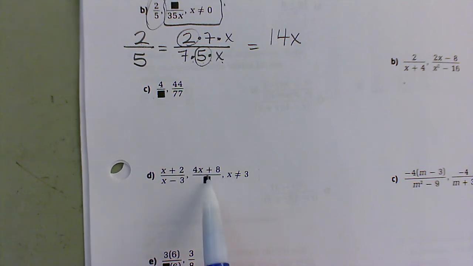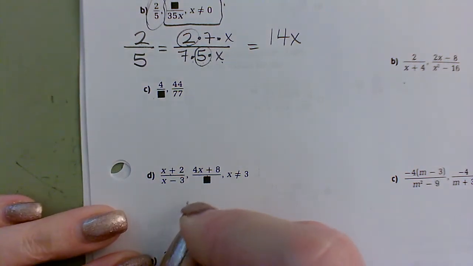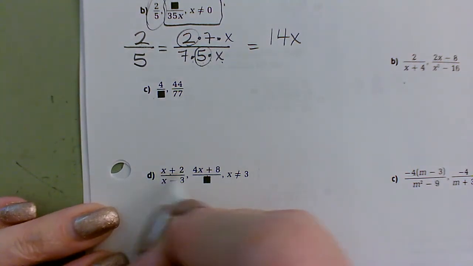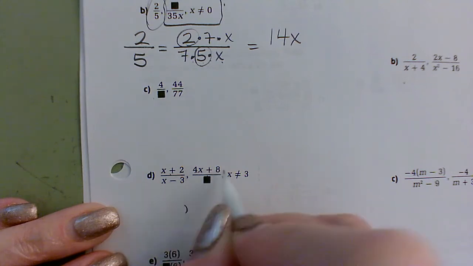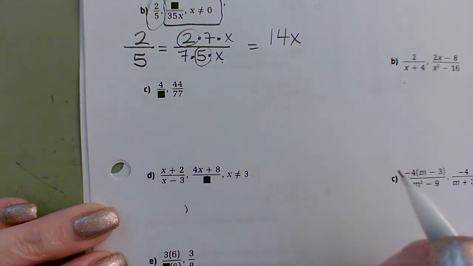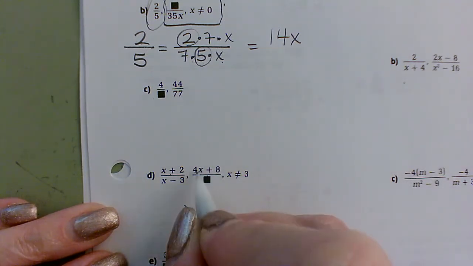I need to have this guy 7. Only become that. So again, factor it. What was this original thing? How do I get that x plus 2 out of this thing? Well, take it a 2. 4. Take it a 4.